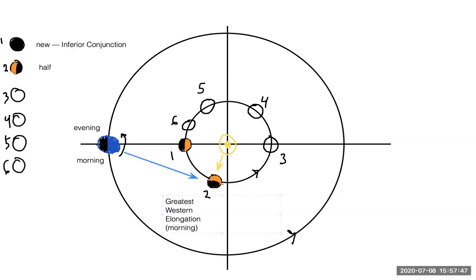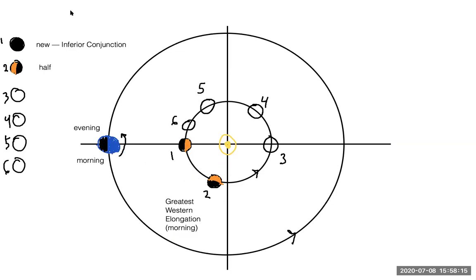And then this is visible in the morning. So since it's visible in the morning, that means that the sun is going to be on the eastern horizon. So it's going to be somewhere in the east. And this planet is going to appear west of the sun. So greatest western elongation: greatest elongation, farthest from the sun, western because it is on the west side of the sun. All right.